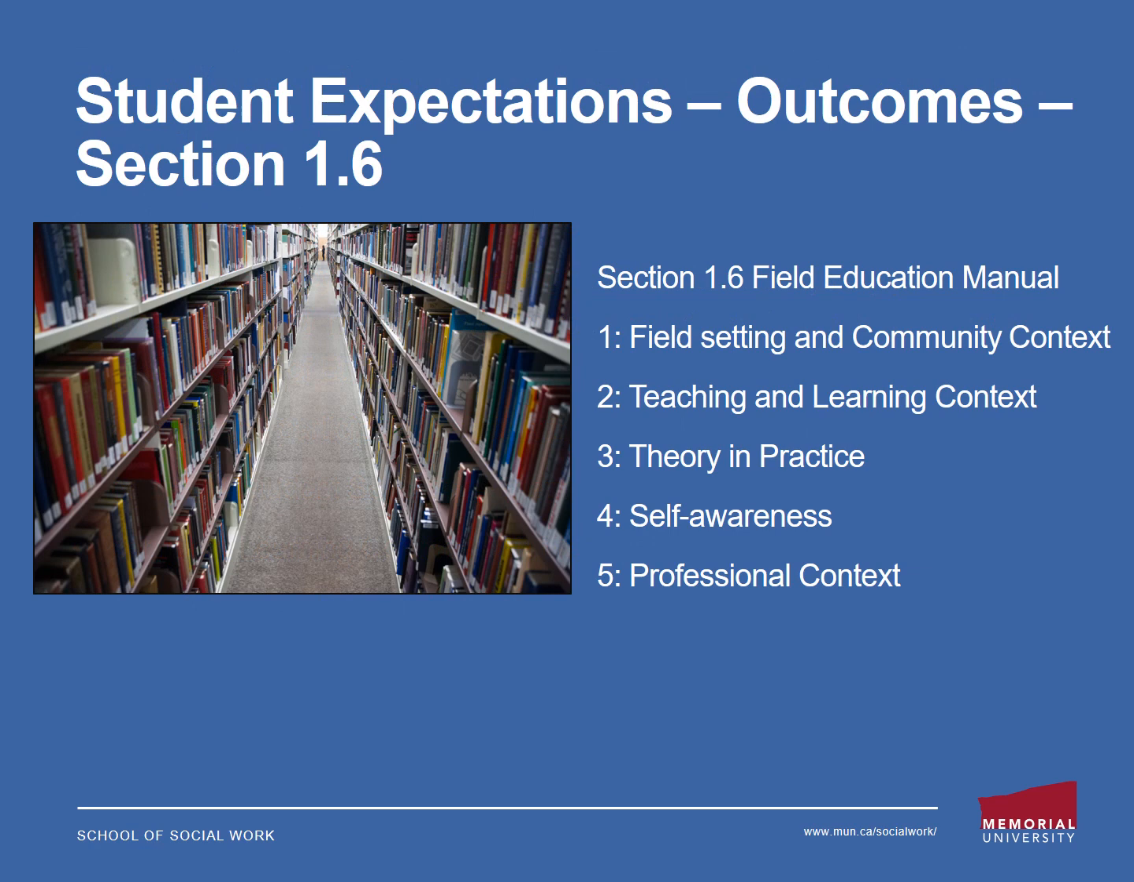During the field practicum, students' learning is based on 5 outcomes or expectation areas. They are field setting and community context, teaching and learning context, theory and practice, self-awareness, and professional context. When you, the student, will be looking at the learning contract, which we'll be talking about shortly, it is based on these 5 areas or outcomes that students are expected to develop some knowledge and skill in. Further detailed information can also be found in Section 1.6 of the Field Education Manual.